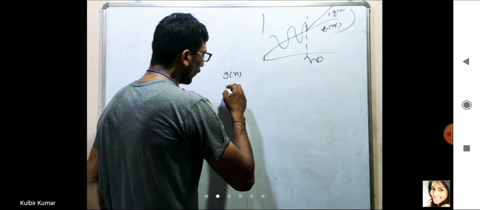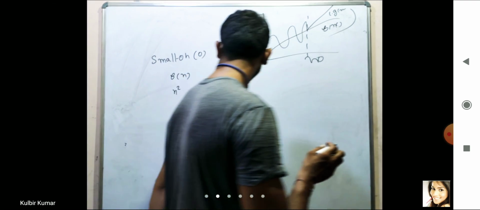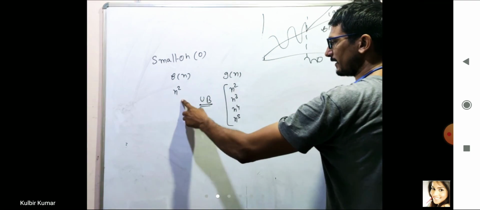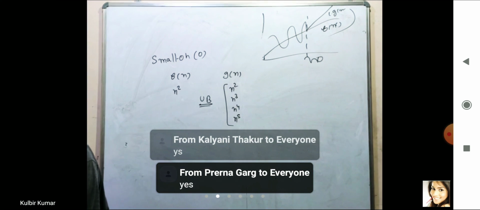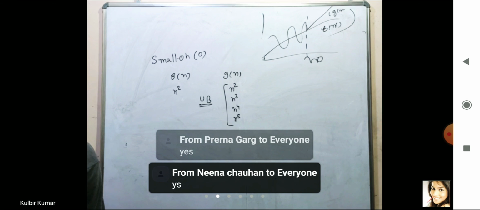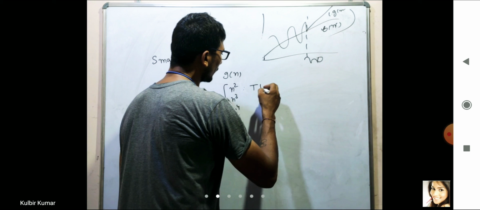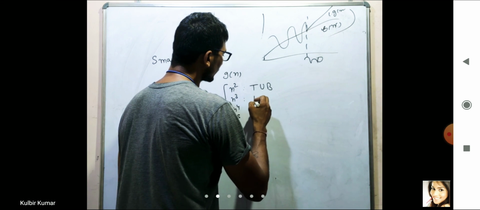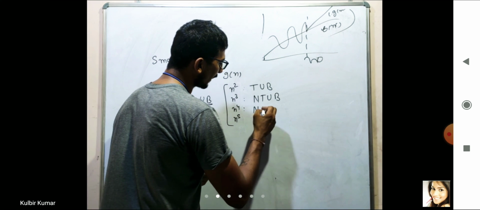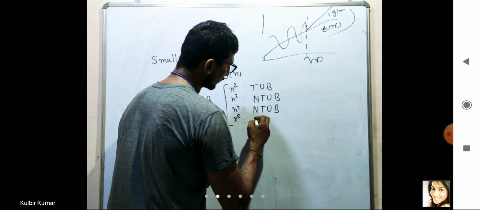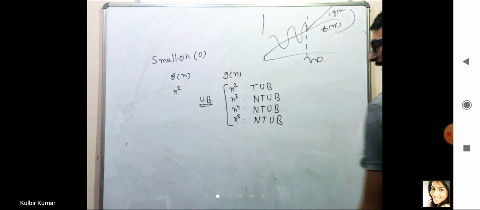So what I will say, all are upper bound. All are upper bound. Is it so? For the function n square, are all of these upper bounds? Yes, all are upper bounds. Fine. And if I'm talking about n square, then it is a tight upper bound. And n cube is nothing but a non-tight upper bound. N4 is also a non-tight upper bound. N5 is also a non-tight upper bound. I hope you know the difference between tight and non-tight.